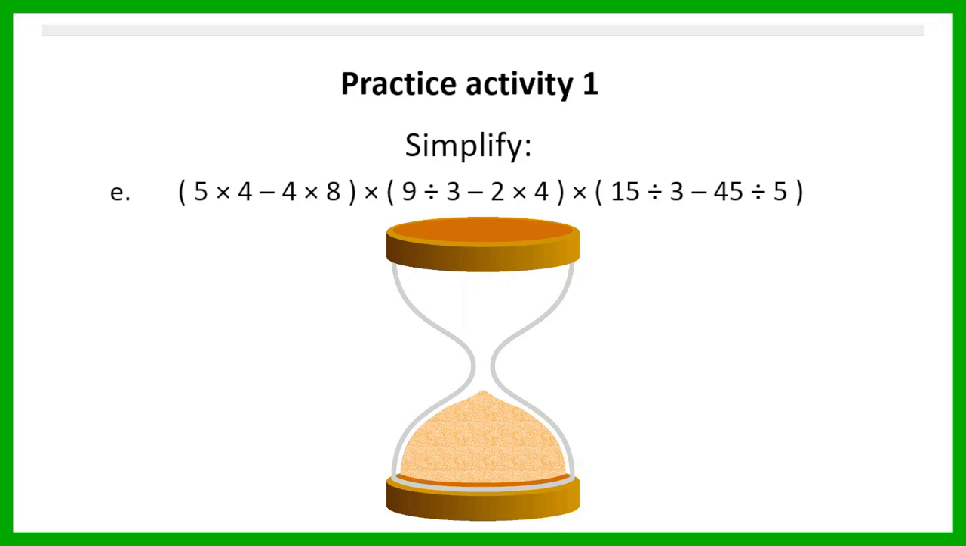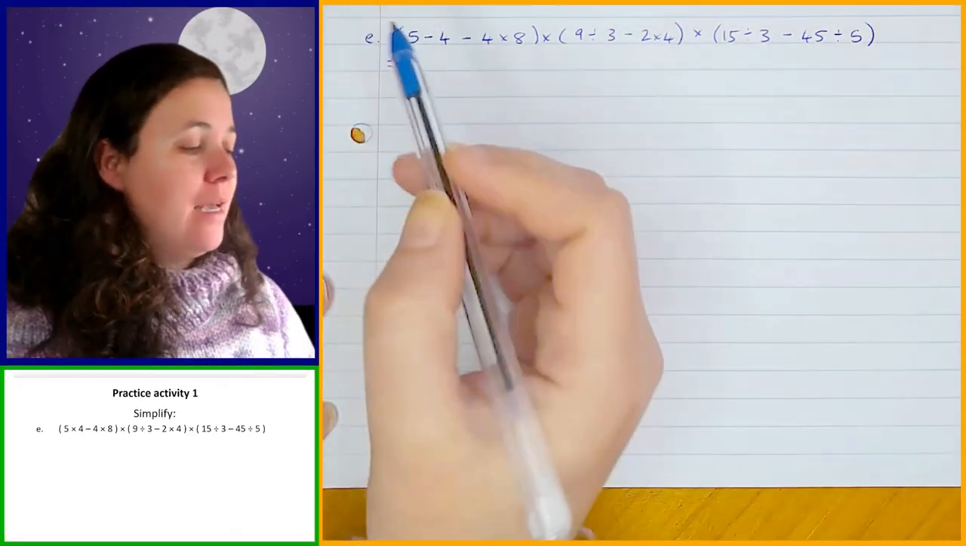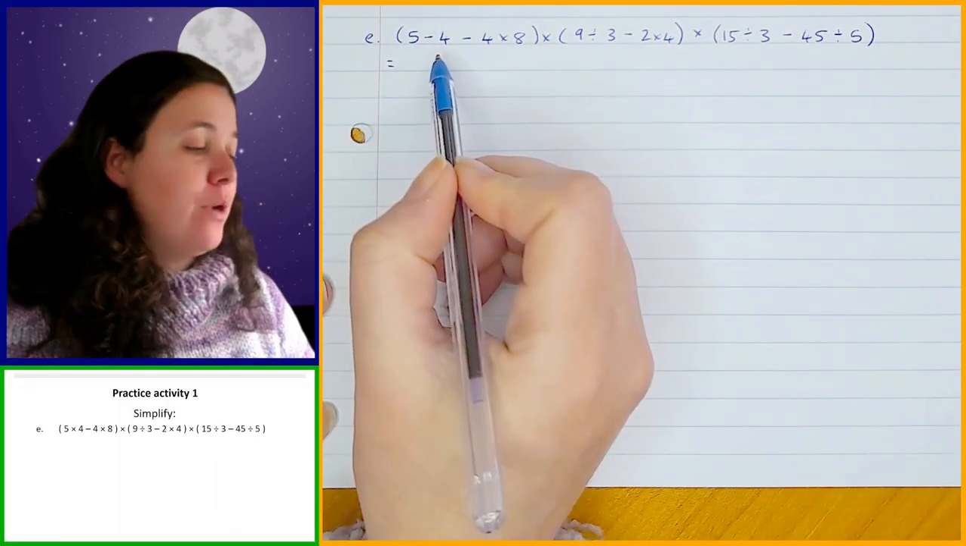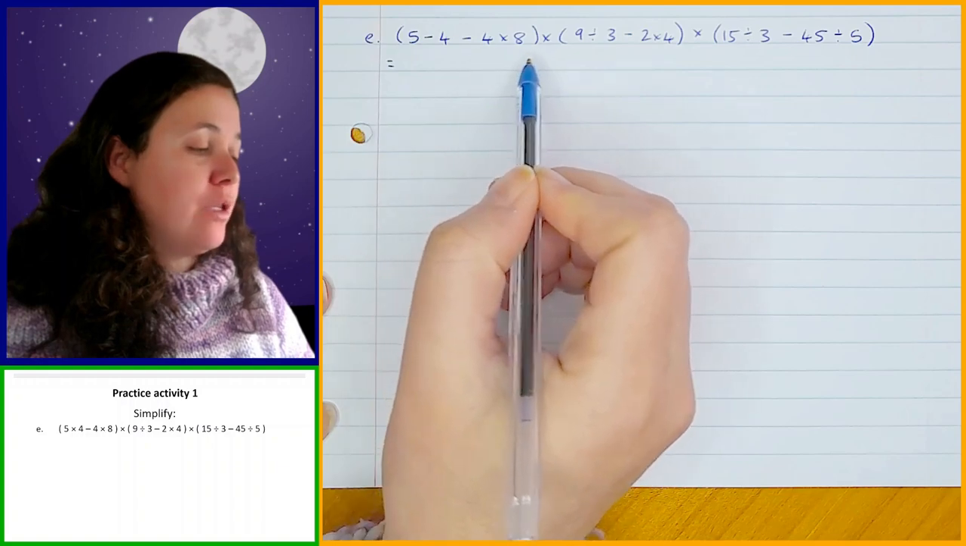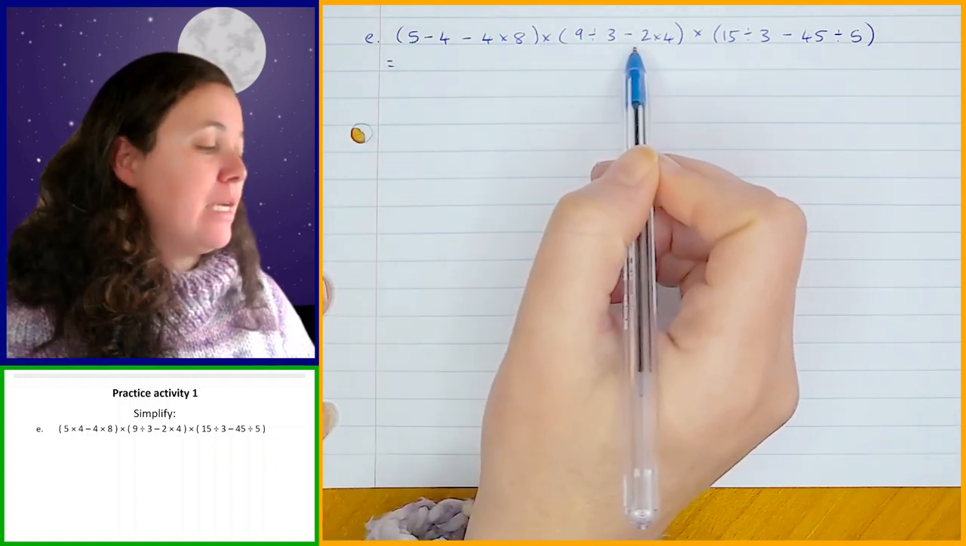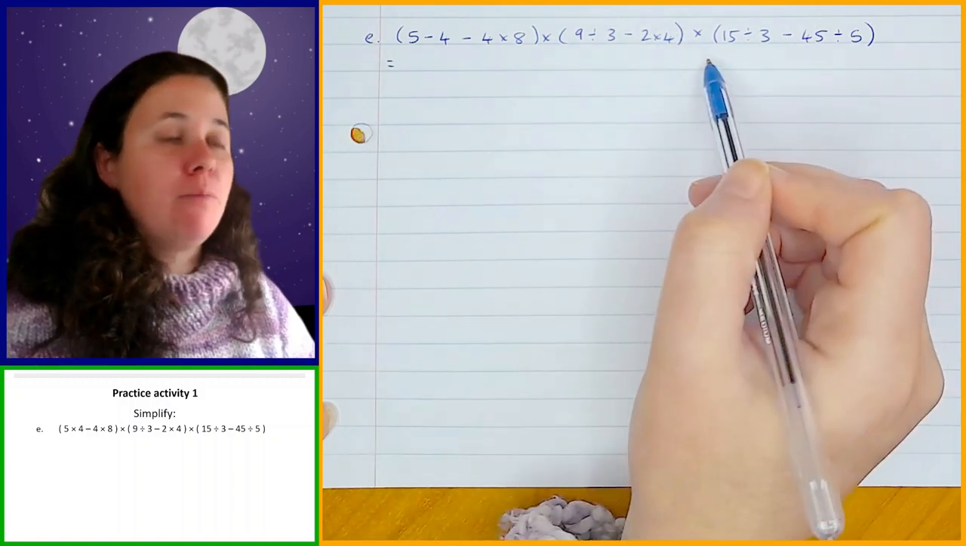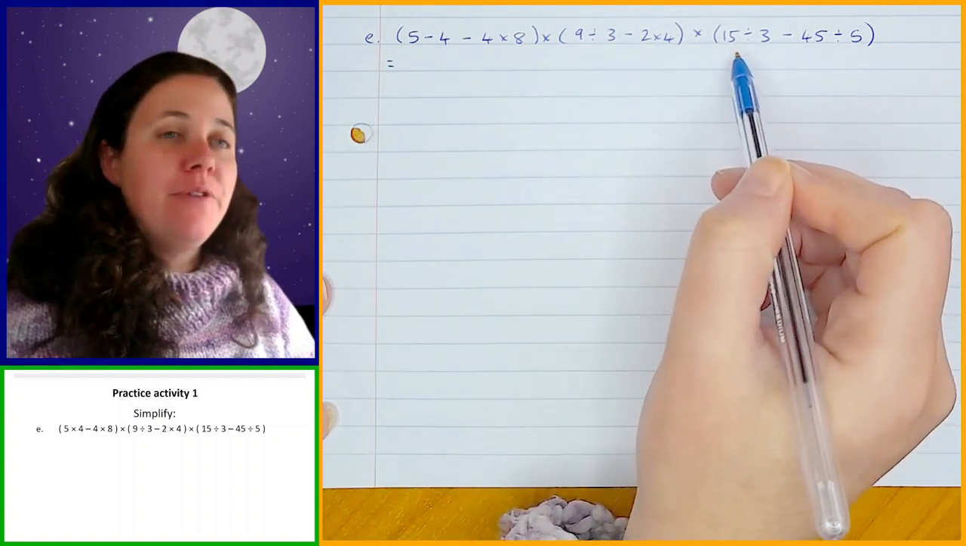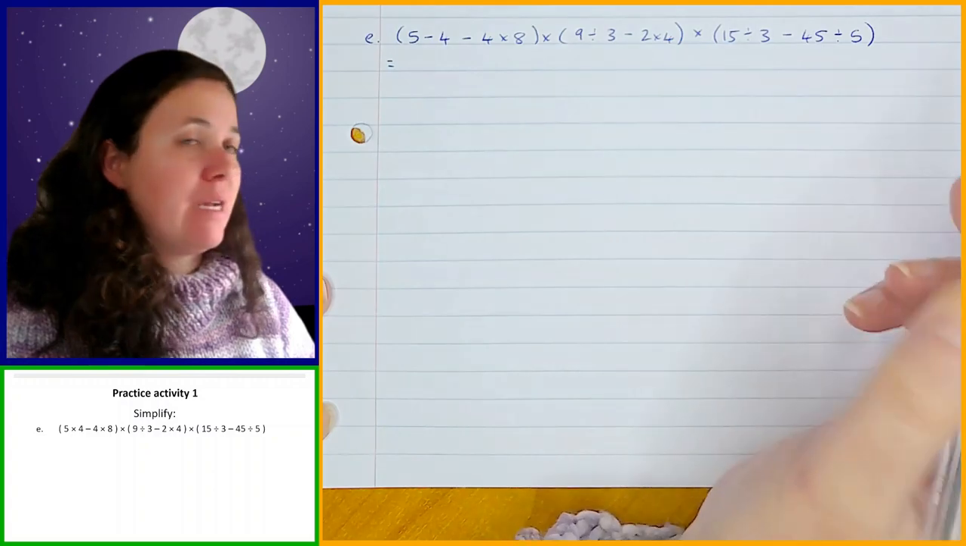Okay, you should be done with that, so let's go through question E. In question E, you had 5 times 4 in brackets minus 4 times 8, also in the same brackets, multiplied by, new brackets, 9 divided by 3 minus 2 times 4, close those brackets, multiplied by, new brackets, 15 divided by 3 minus 45 divided by 5.